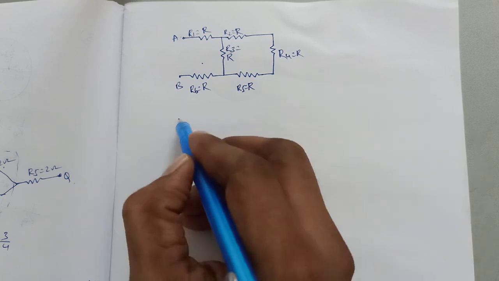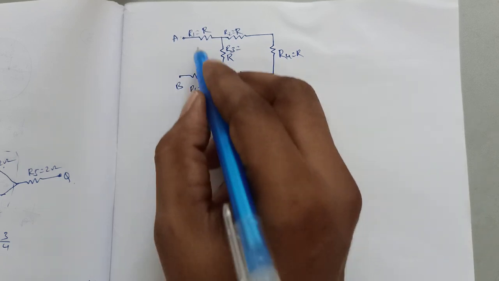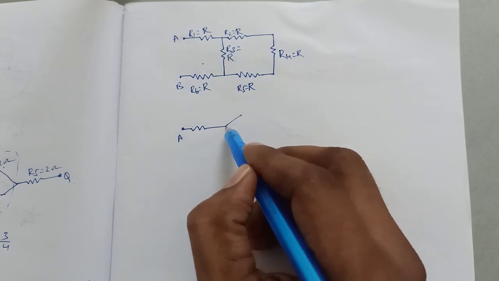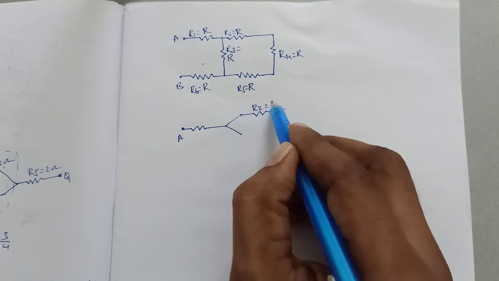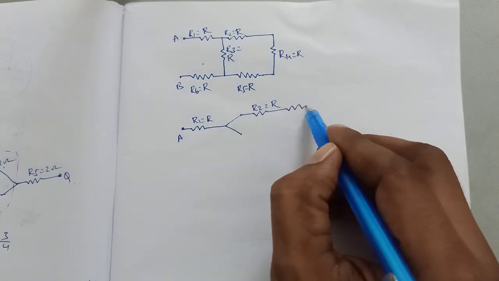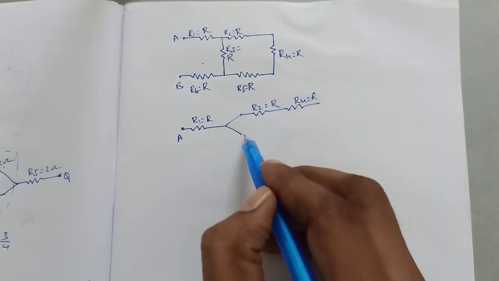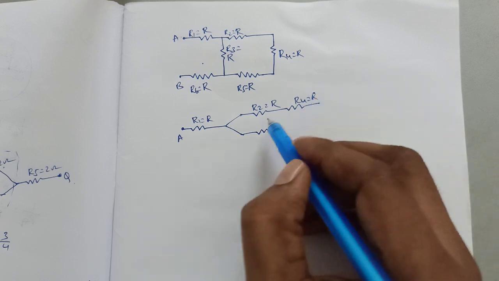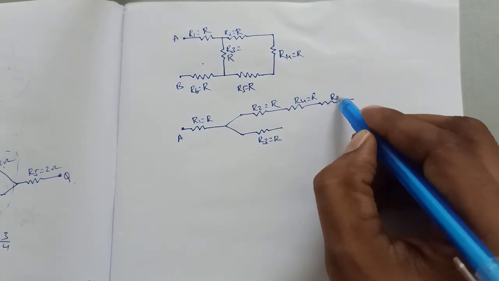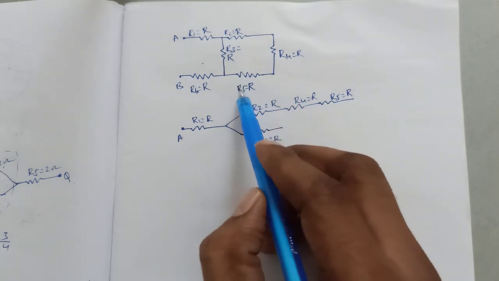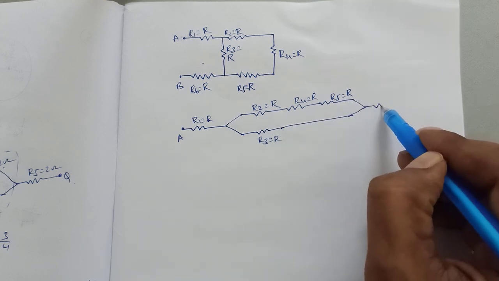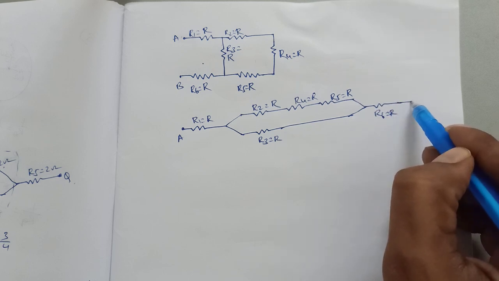From point A you can start. R1 is there, and after that it splits into R2 and R3. This is R2, this is R1. Here R2 and R4 are in series, right? So we write R4. Then here, R3. And R4 is in series with R5, so we write R5. R5 and R3 are joined, and the last one is the R6 resistor, and this is point B.